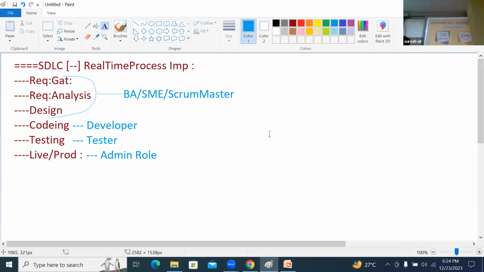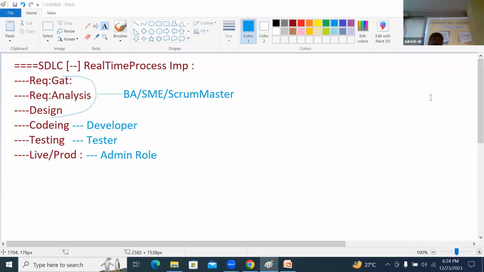Make a note of all the things, all the online students also. Please take care about it. Make a note of all these things. One is BA, another one developer, another one tester, and then admin role.